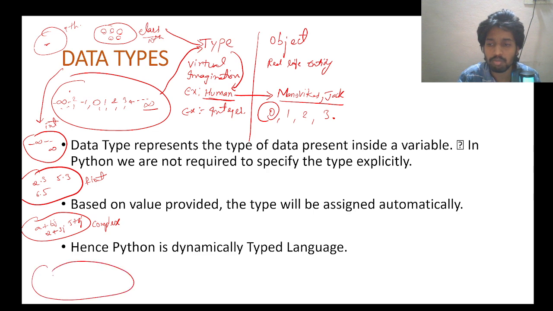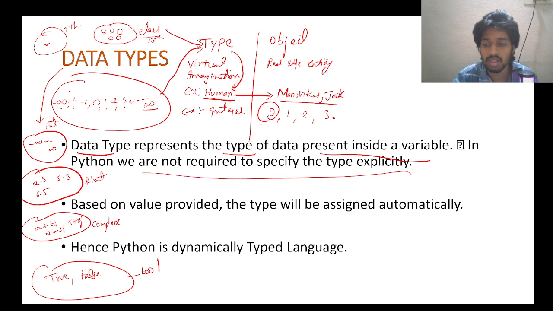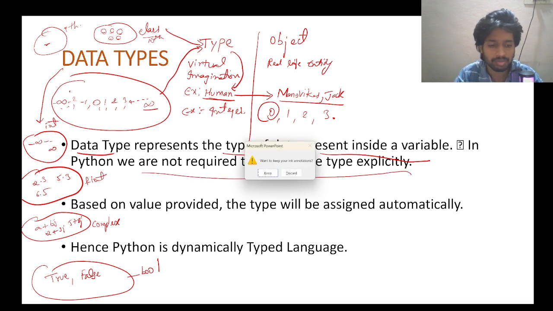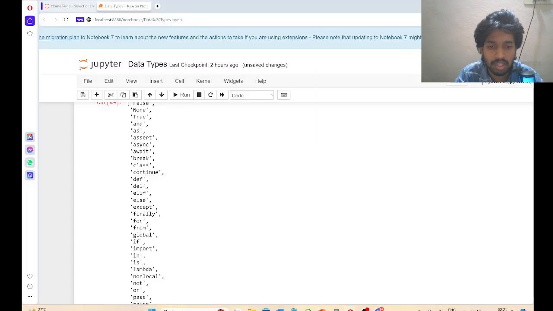And if I group true and false, which we use in digital logic, these two values, then it's called the Boolean type. So grouping similar kinds of objects is the concept of type. A data type represents the type of data present inside a variable. In Python, we are not required to specify the type explicitly. So let's try to create a variable here.